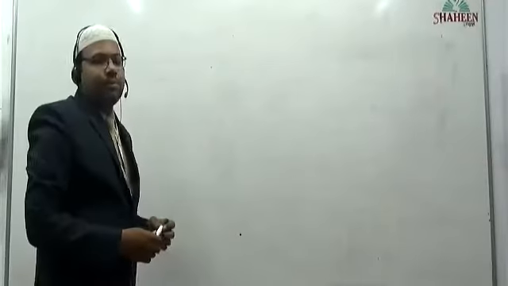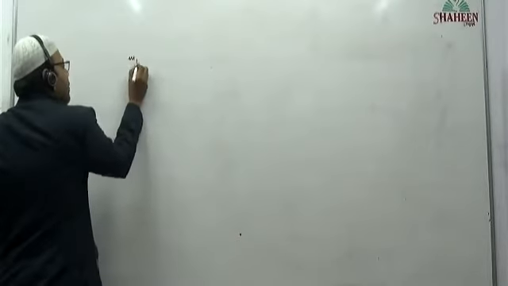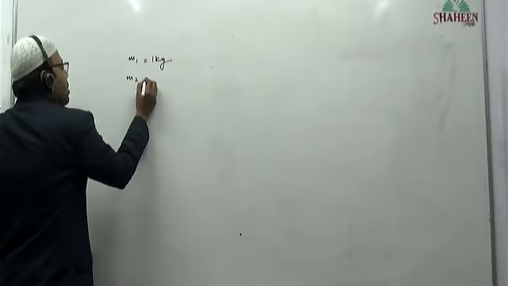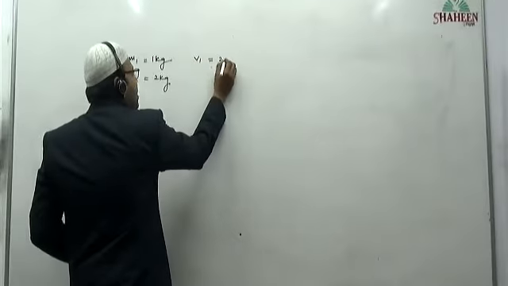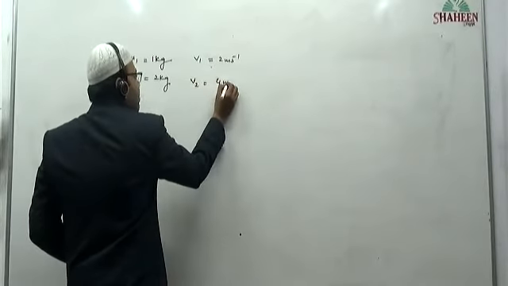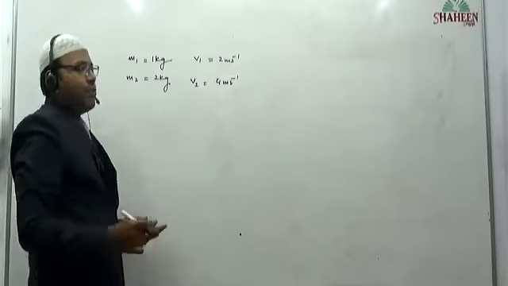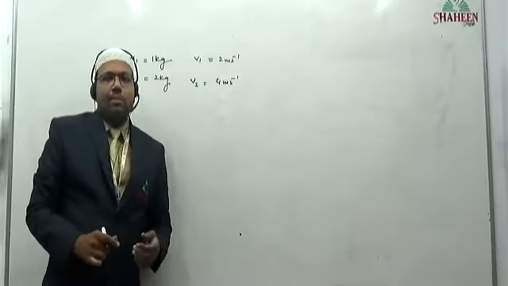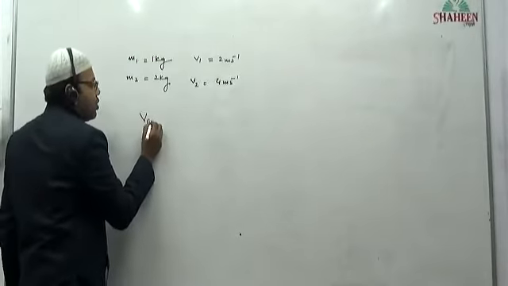Now pay attention. I'll write the data first. m1 is 1 kg, you can see clearly. m2 is 2 kg. V1 is 2 meters per second, and V2 is 4 meters per second. Because they are moving in the same direction, this is plus, this is also plus. If they are moving in the opposite direction, we have to take one as plus and the other as minus. Okay, write it. What is the formula to calculate the velocity of the center of mass?